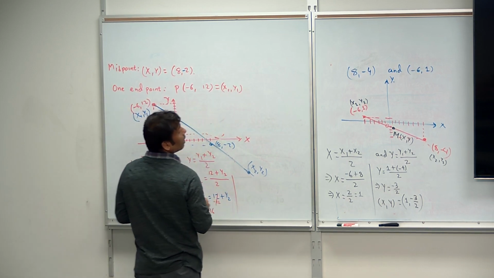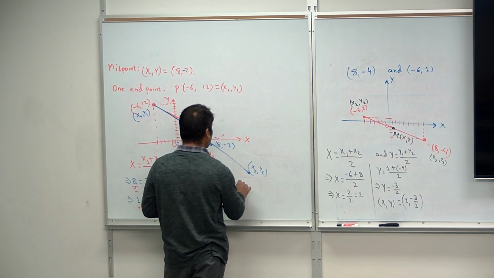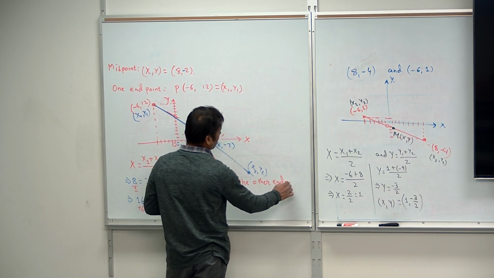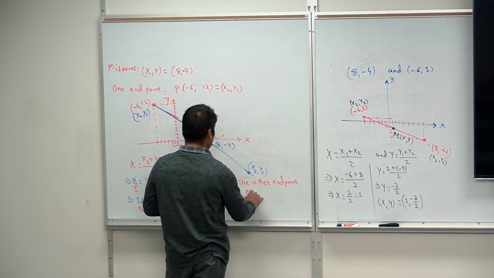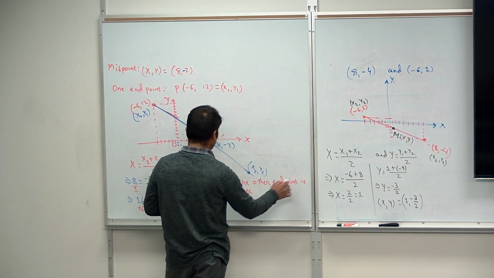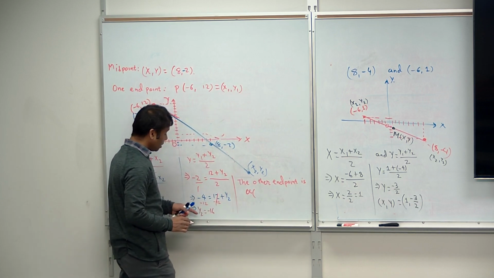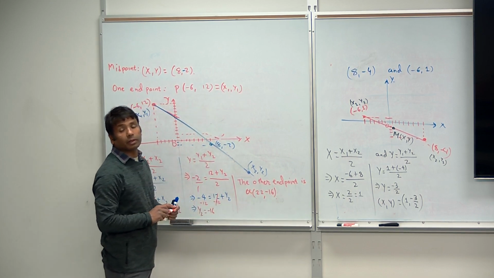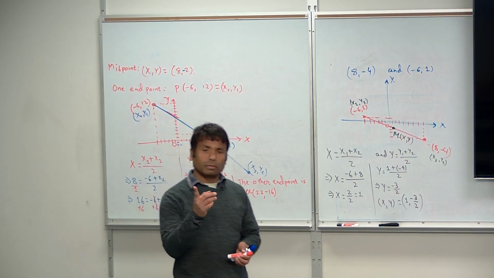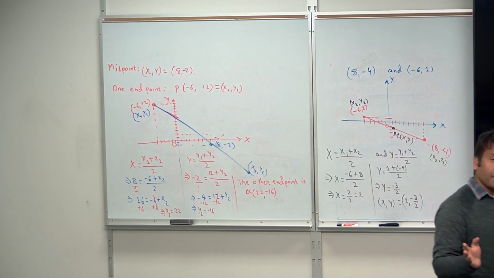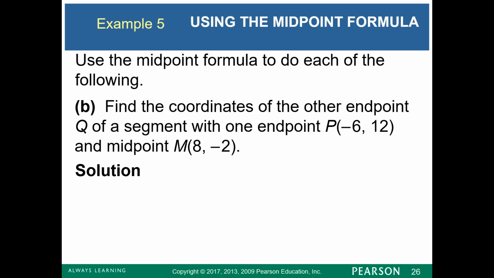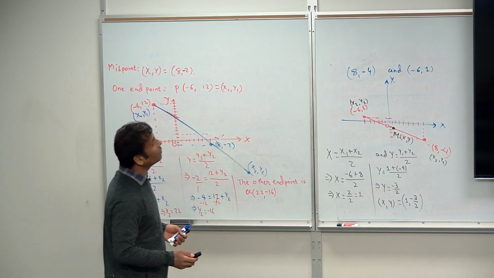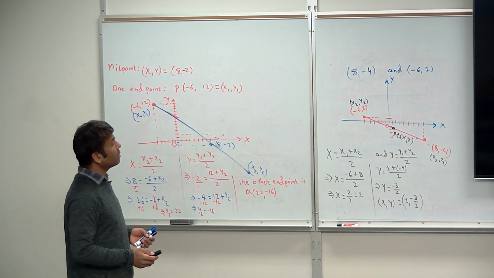So you need to find out the coordinates of the other endpoint Q. The other endpoint Q, x2 is 22 and y2 is negative 16. So this is 22 comma negative 16. Did you get it? Okay, so now, yeah, 22 comma negative 16.